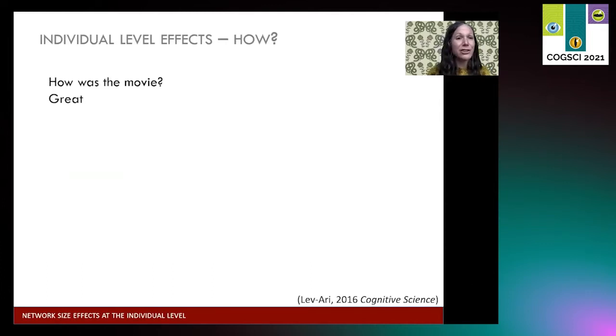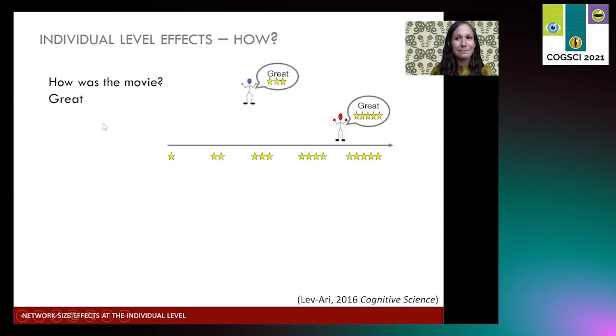So to give you an example of one thing that people with larger social networks are better at, specifically evaluative language, evaluative language relates to cases like words such as excellent, great, horrible, good. So if you ask someone, for example, how was the movie, and they say great, then it's actually quite difficult to understand what they mean. For some people, great means really, really good. And for some people, great means something more similar to okay.